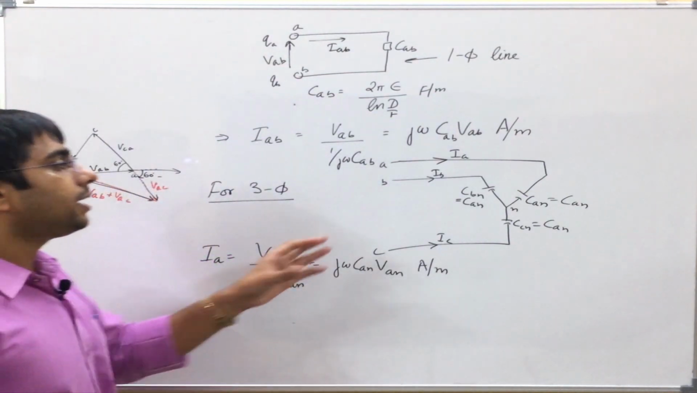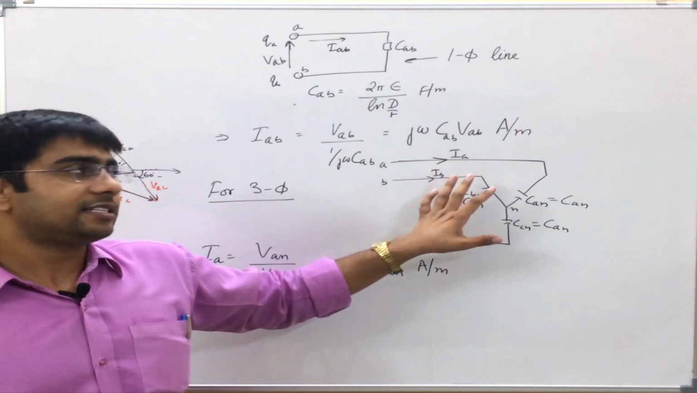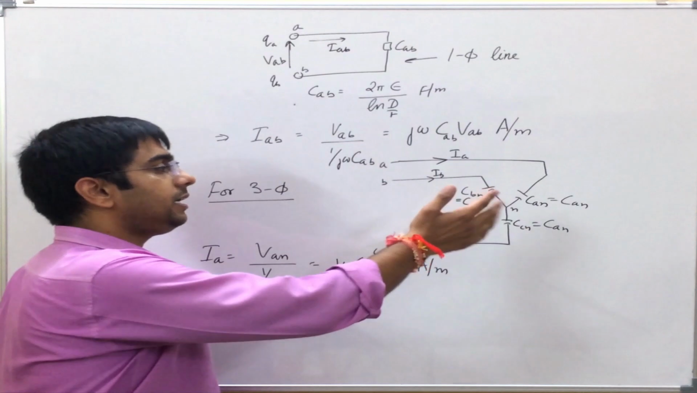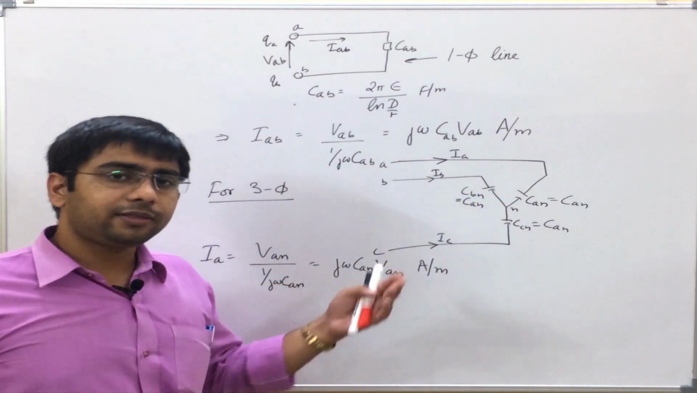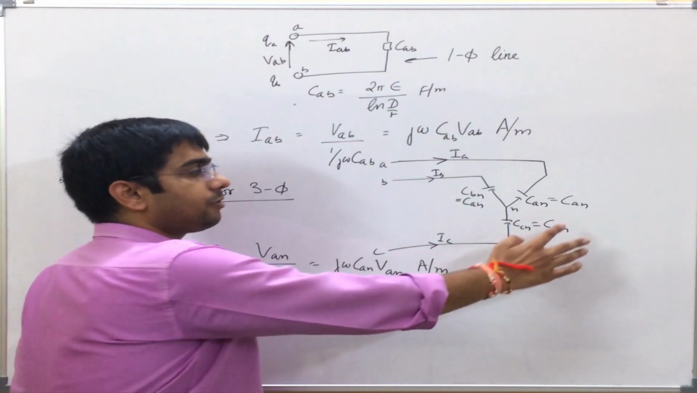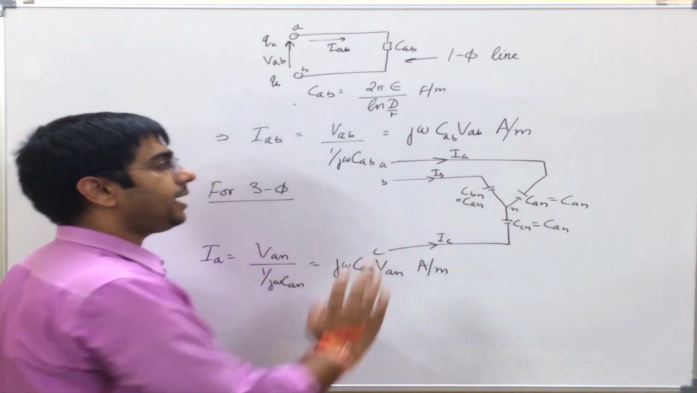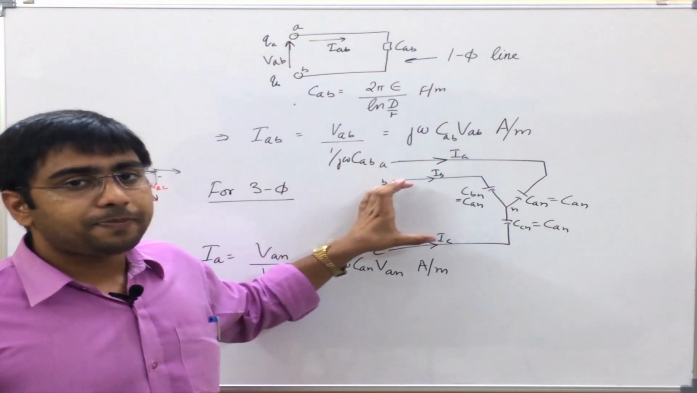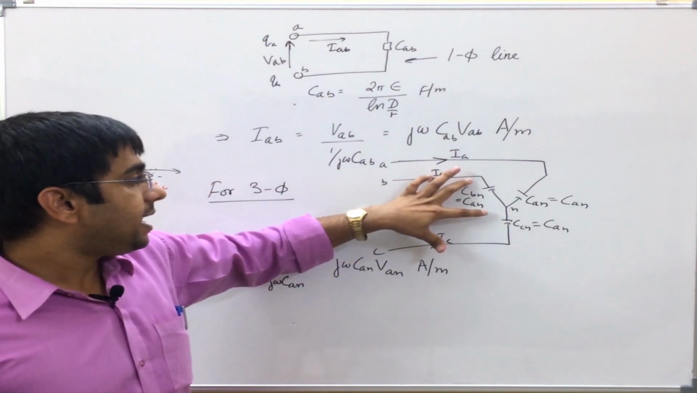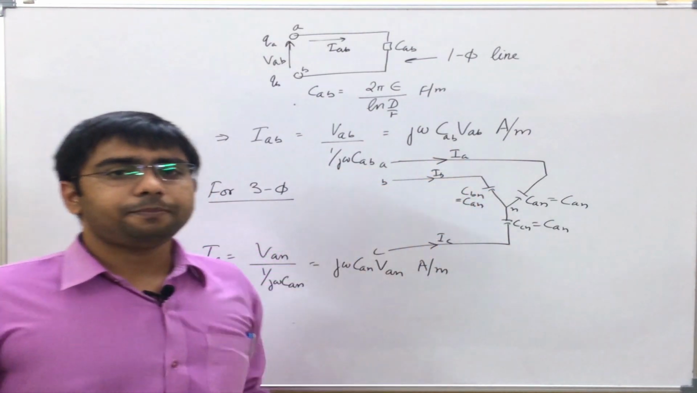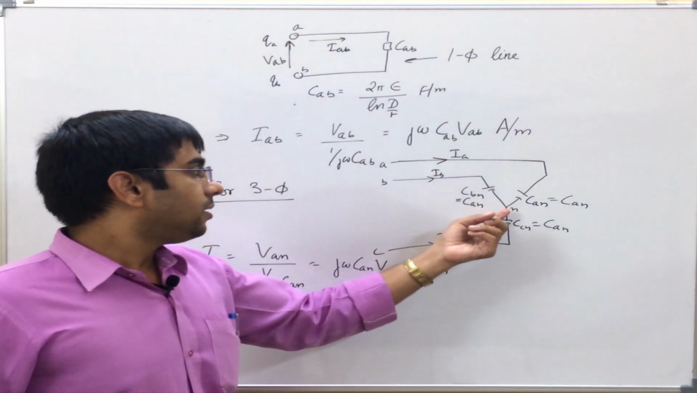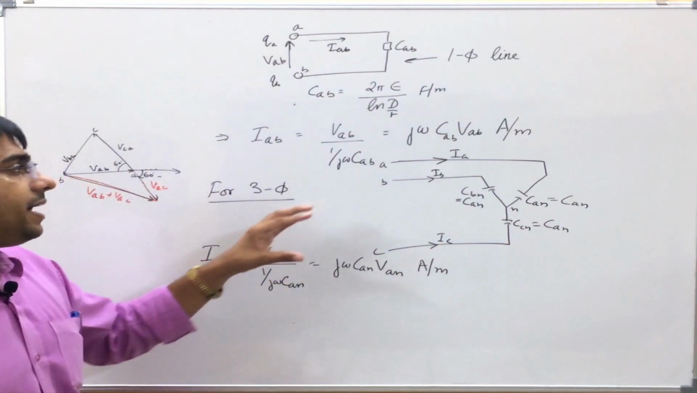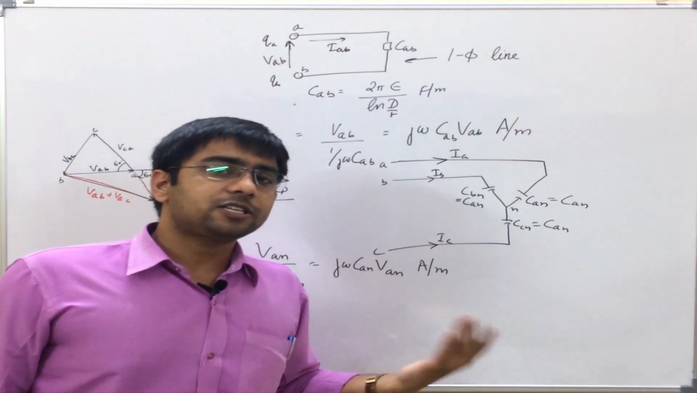Now I have shown here the equivalent circuit for a 3-phase line. Since I have taken a balanced system, the capacitances to neutral for all 3 phases will be equal. Let us say it is equal to CAN, CAN and CAN. Since the system is balanced, the voltages VAN, VBN, VCN will be equal in magnitude and the neutral current will be equal to 0. So I can write the equations on a per phase basis.